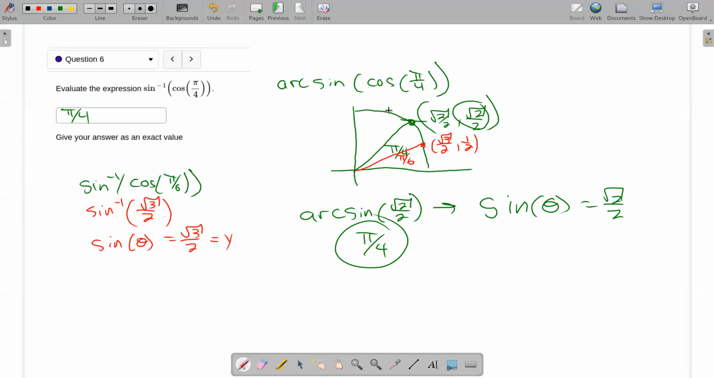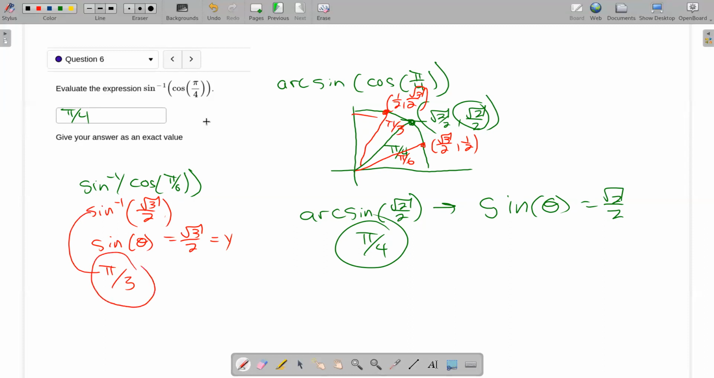Oh, well, that would be this point up here. That would be the point 1/2, square root of 3 over 2. And that angle up there is pi over 3. So then the sine inverse should be pi over 3, not pi over 6.